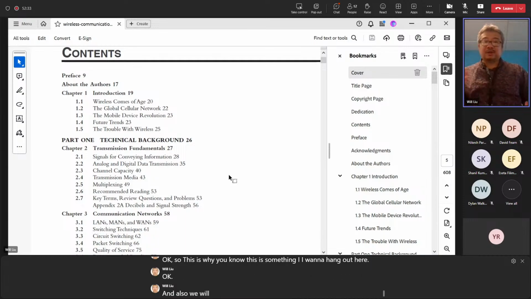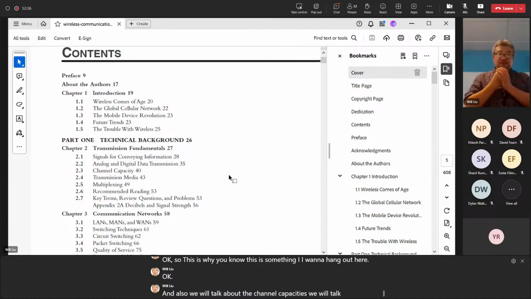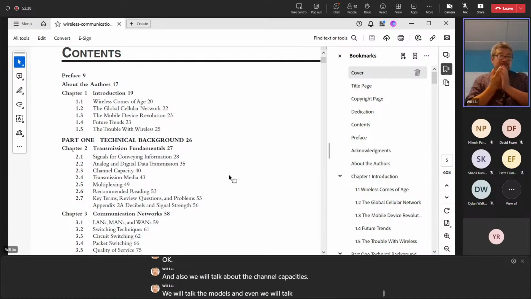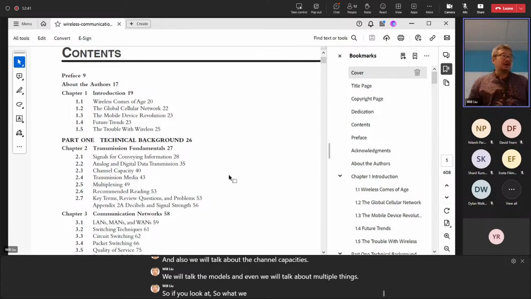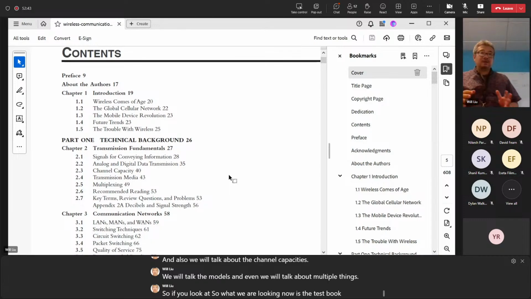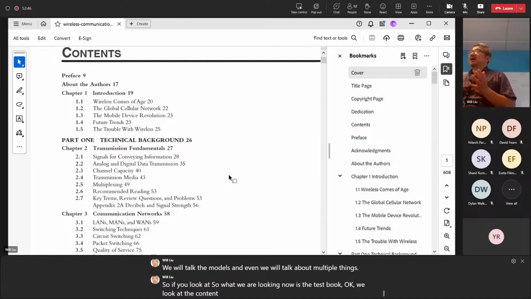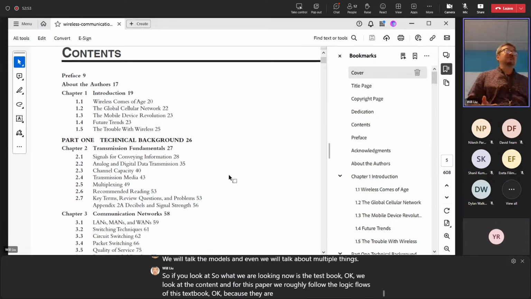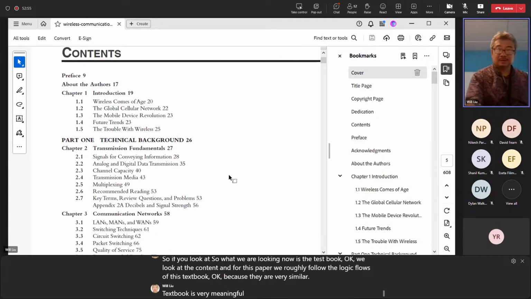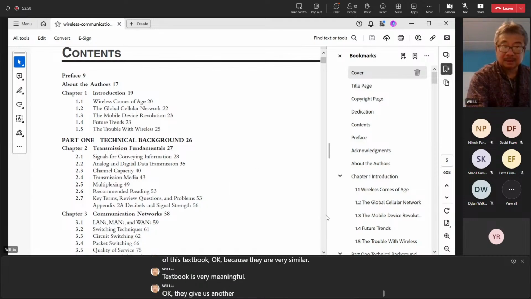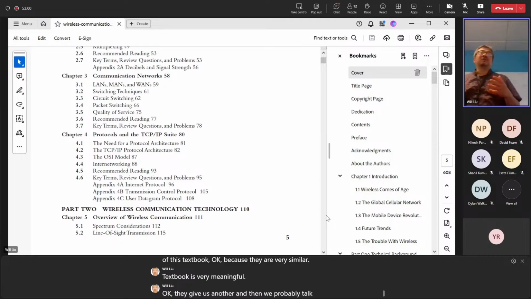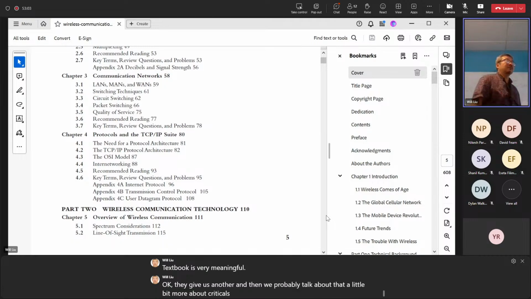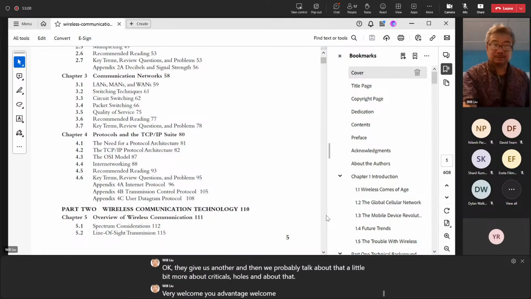We will also talk about channel capacities, transmission models, and multiplexing. What we are looking at now is the textbook content. For this paper, we roughly follow the logic flow of this textbook, because it is a very standard textbook and very meaningful. It gives us a lot of information. Then we will talk a bit more about protocols, how you set up wireless networks, and what the advantages and disadvantages can be.